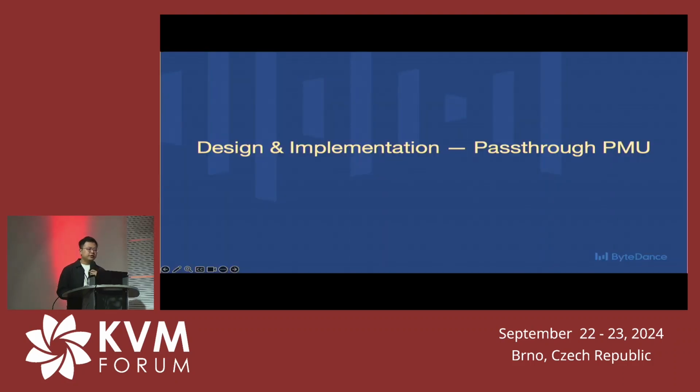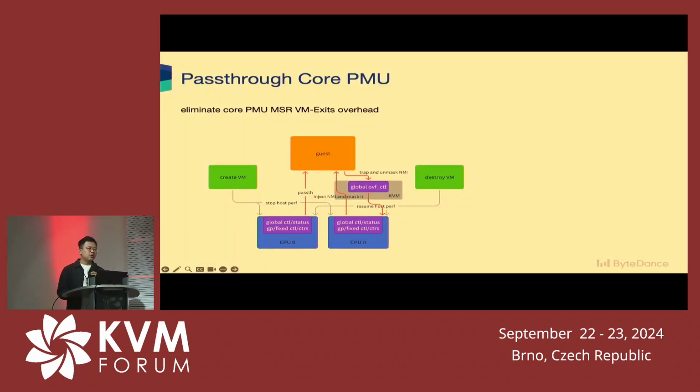And now let me introduce our work on PMU pass-through. First is core PMU pass-through. When the virtual machine starts up, we stop the CPU PMU's perf events on the core and restore them when the VM shuts down. And we pass through the core PMU related MSRs to the guest, allowing it to directly read and write control registers and counter registers.